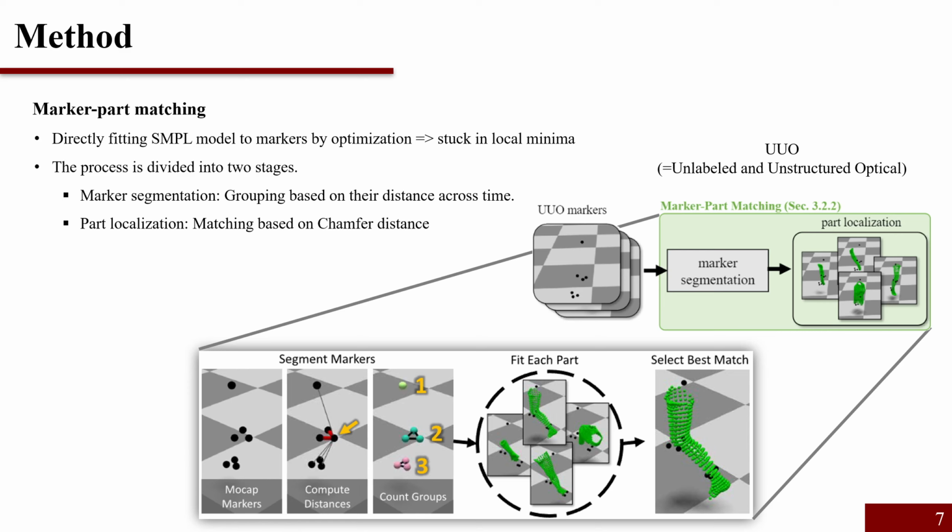And in the part localization step, segments are matched by calculating the chamfer distance between the vertices of specific SMPL parts and the markers. Chamfer distance is a loss function used to measure the difference between two different point clouds. A smaller chamfer distance indicates a higher correlation between the two point clouds. In this case, the segmented markers and the vertices connected to a single bone each form a point cloud.